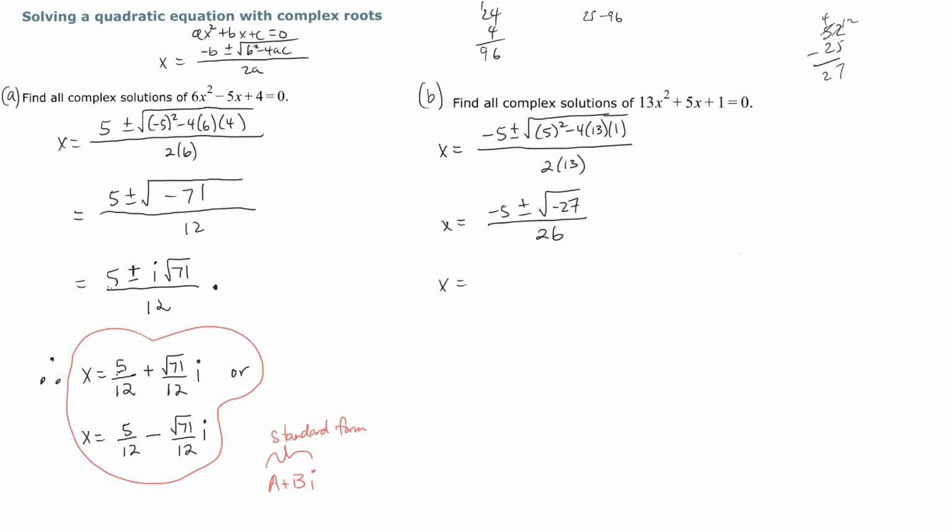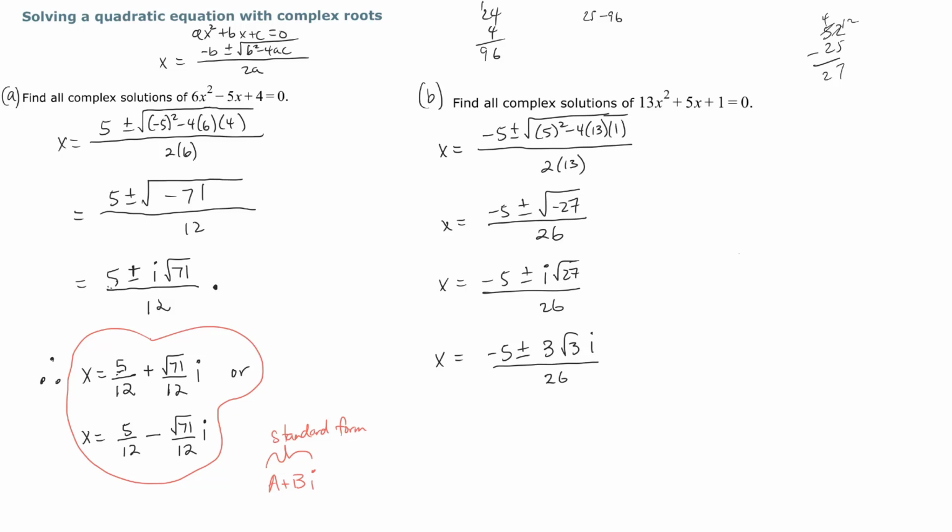X is now equal to negative 5 plus or minus, that really says i times root 27 all over 26. And of course, you could simplify the square root of 27. There's a 9 times 3 in there. So x is equal to negative 5 plus or minus 3 root 3 times i all over 26.